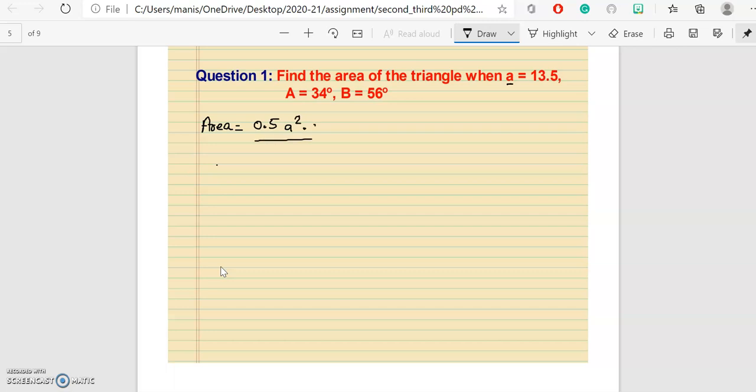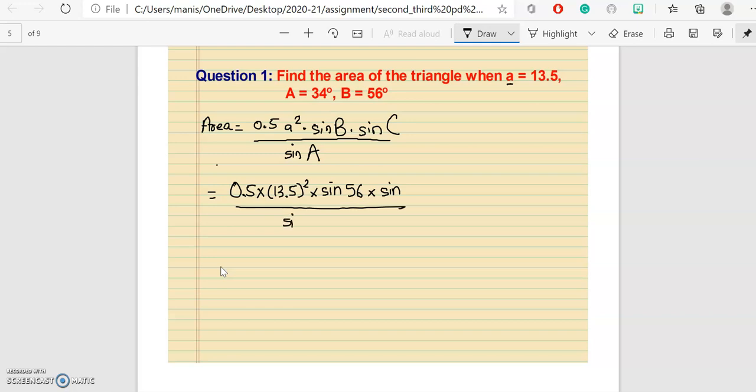Now I have shown you earlier also how you write the formula when this is side a, in the denominator at that time write sine of a. So you will not forget the formula and your formula will be copied correctly. So the only thing we have to do is just plug in the values. 0.5 times a squared. A squared is 13.5 whole squared times sine of b is what? Sine of 56 degrees times sine of c, divided by what? Divided by sine of a.